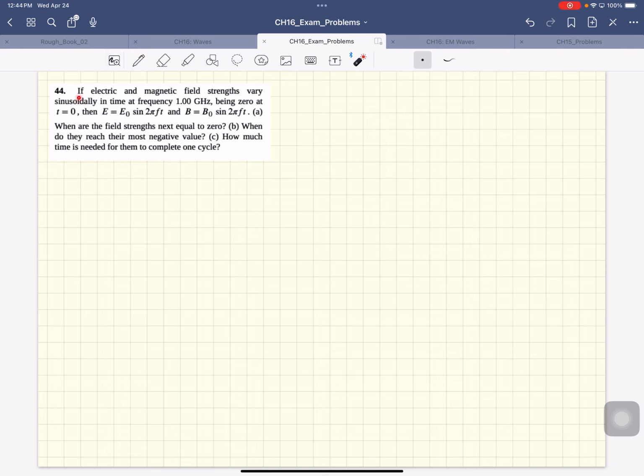So this problem says, if the electric and magnetic field strength varies sinusoidally in time at frequency 1 gigahertz, so this is a billion hertz, being 0 at t equal to 0, and the electric field is given by E naught sine 2 pi ft and B naught. When are the field strengths next equal to 0?